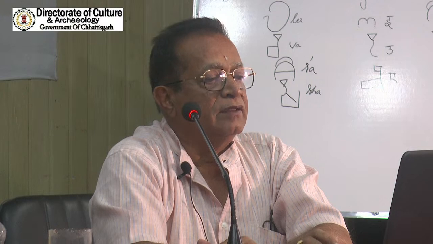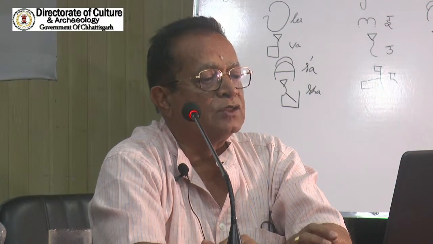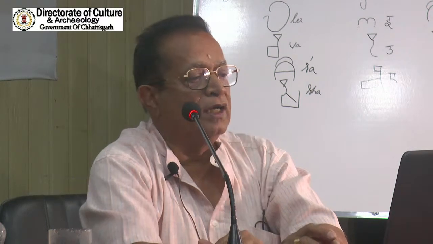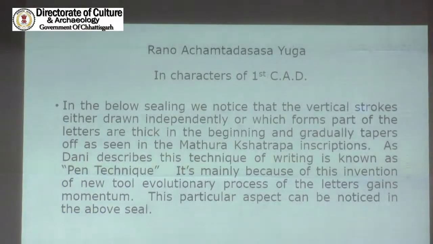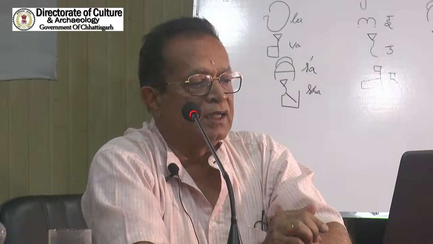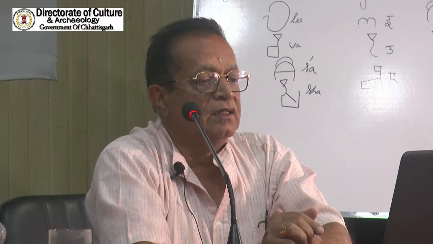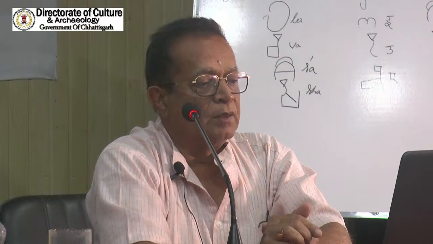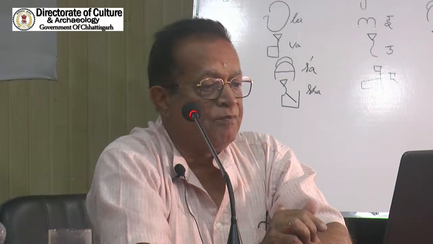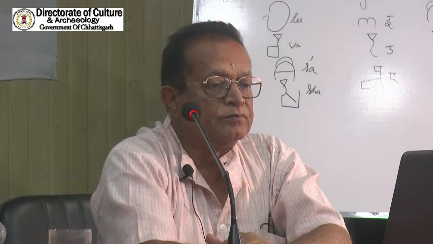In the sealing, we notice that vertical strokes, either drawn independently or which form part of the letters, are thick in the beginning and gradually taper off, as seen in Mathura Kshatrapa inscriptions. As Dani describes, this technique is known as pen technique, mainly because of the invention of the new tool. The evolutionary process of letters gains momentum. This can be seen here.